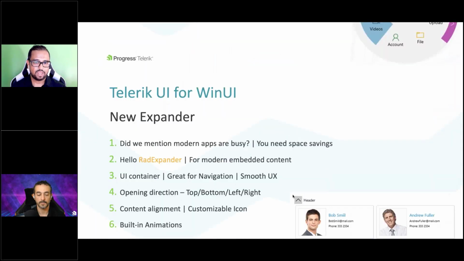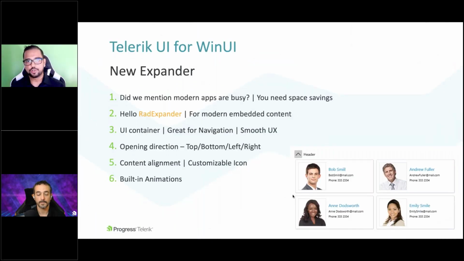Beautiful. We have an expander control, which is again for you to save space, right? If you have a lot of stuff, you can collapse those things and embed content. These are just containers. You can put whatever you want in it. You can control the opening and closing directions and how the content aligns, and you can customize the icons, and some of the animations are also built in as to how they open and close. So the RAD expander is here.